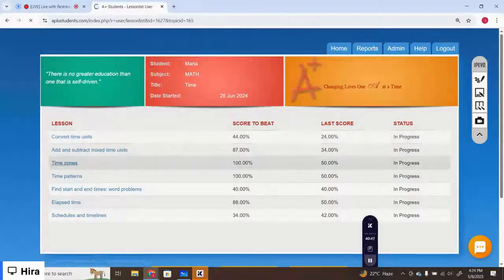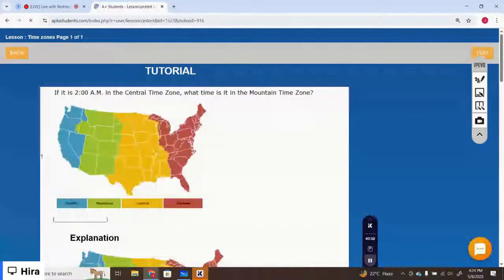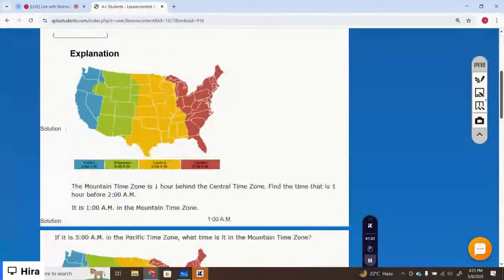That is time zones. If this is 2 a.m. in the central time zone, what time is it in the mountain zone? So the mountain zone is 1 hour behind the central zone.